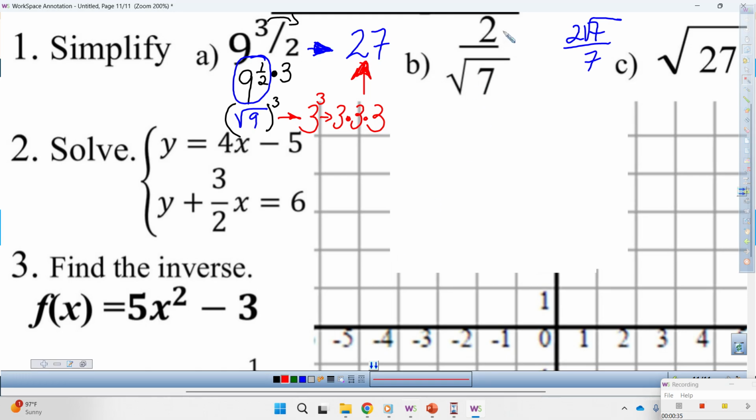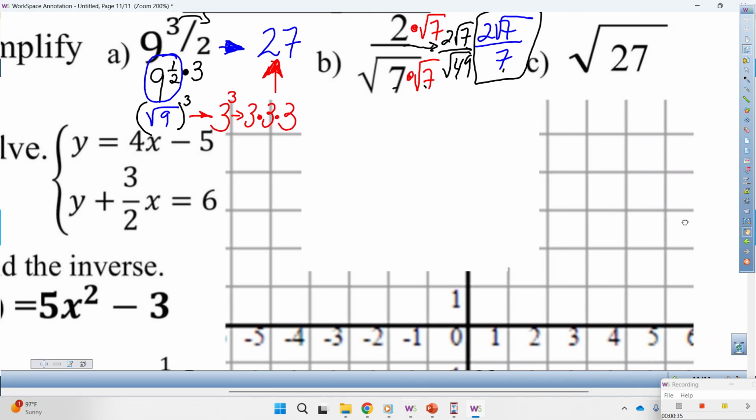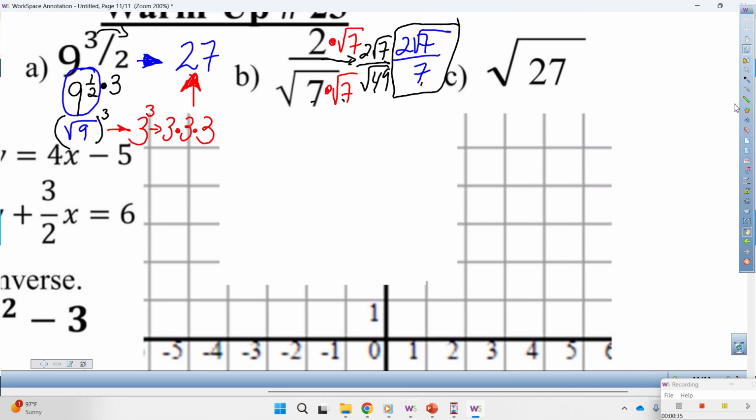So what is on the denominator? Square root of 7. So we multiply top and bottom times square root of 7. Top and bottom times square root of 7. So we have on the numerator 2 square root of 7 over, what is 7 times 7 on the denominator? That's 49. So square root of 49. So numerator stays the same, 2 square root of 7. What is square root of 49? 7, and that's how we get that. Not bad, not bad.